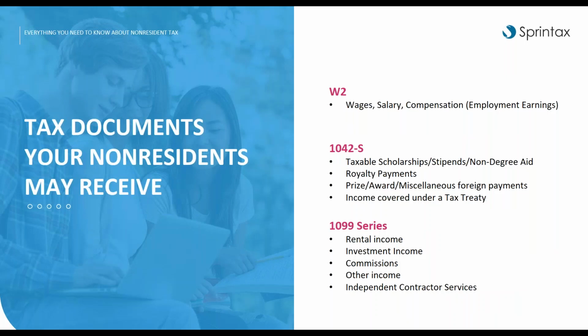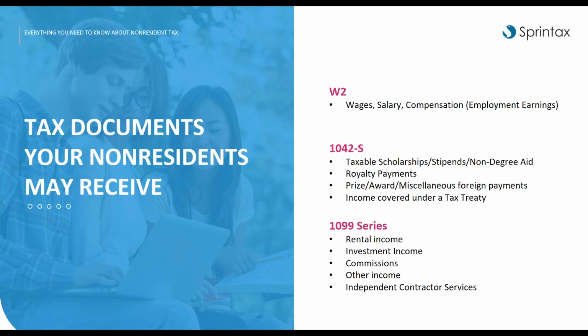So next up, let's look at the tax documents that you should expect to receive or should at least know about. The first is a W-2, and a W-2 is the most common document, and it covers everything from wages, salary, or compensation, typically from a direct employer. And the important point to note about the W-2 is that if you've had multiple employers throughout the year, you should expect to receive multiple W-2s.